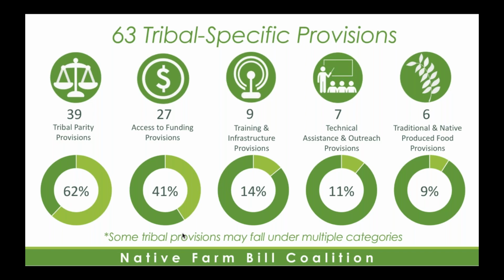There's access to funding provisions, training and infrastructure, technical assistance and outreach, and then provisions that support traditional and native produced food. So a lot of these all work together. Some fit across more, which is why you're seeing the percentages. But this is a really good representation to, I think, visually show what was the impact directly of these 63 tribal-specific provisions.